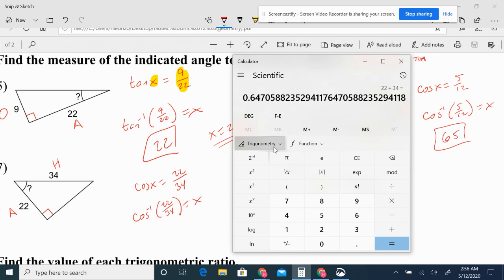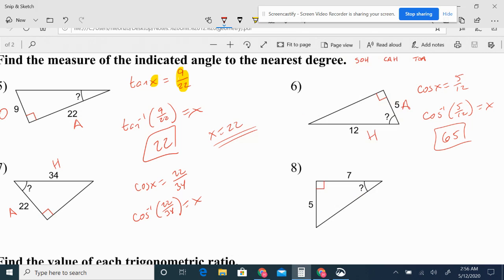And then I'm going to go to my trig function. I have to press second, cosine inverse, 49.6. I want to round up to 50. So I'm going to call this 50 degrees.